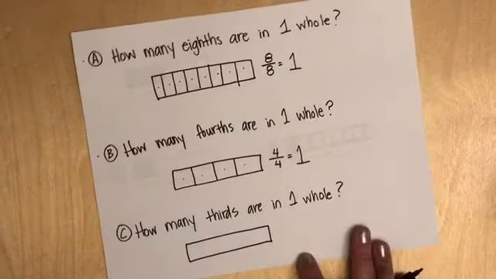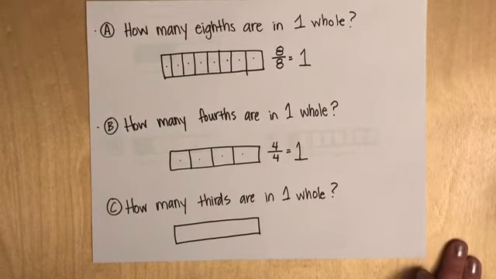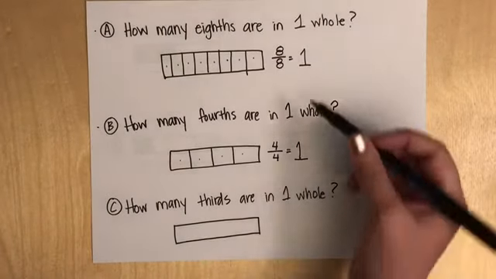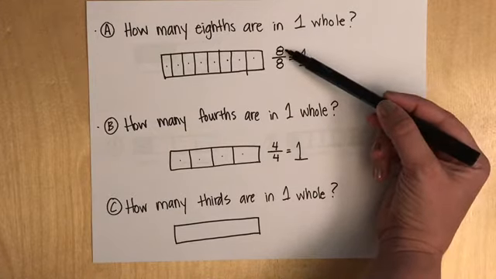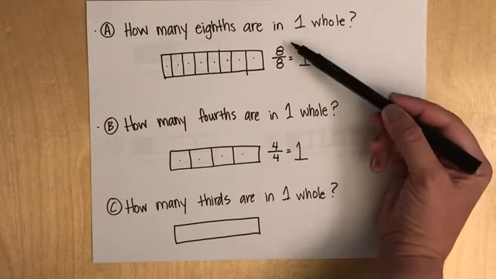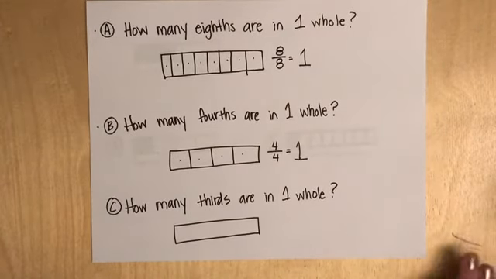All right, please do the same thing for C. Now, how many thirds are in one whole? Do you guys see a pattern? Do you know what the answer is before we even draw it? So you're probably noticing that if we have all of the pieces, we have the numerator matching the denominator because we have all of the pieces that we've divided it up into. So go ahead and do the thirds, press pause and press play when you're done.